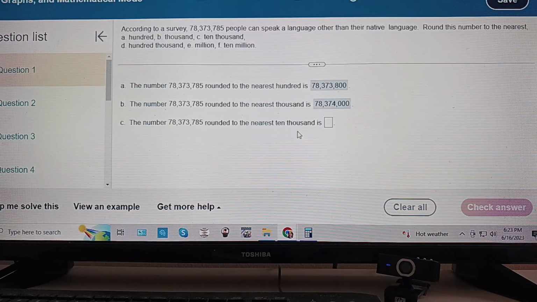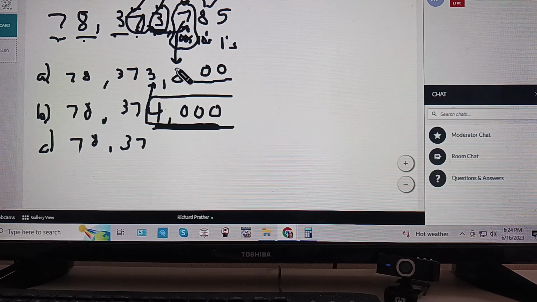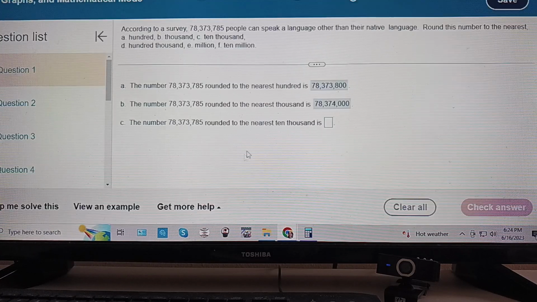So now they want the 10,000 place. The 10,000 is this 7 right here. And the next digit behind that one is a 3, which is not high enough to add 1. So now you write everything in front normally. You write these normally, 78,000,003. And now this 7 is not going to change. It's going to stay a 7 because the next digit's not 5 or higher. And then I need to put 0, 0, 0, so there's no empty spaces. 78,370,000.